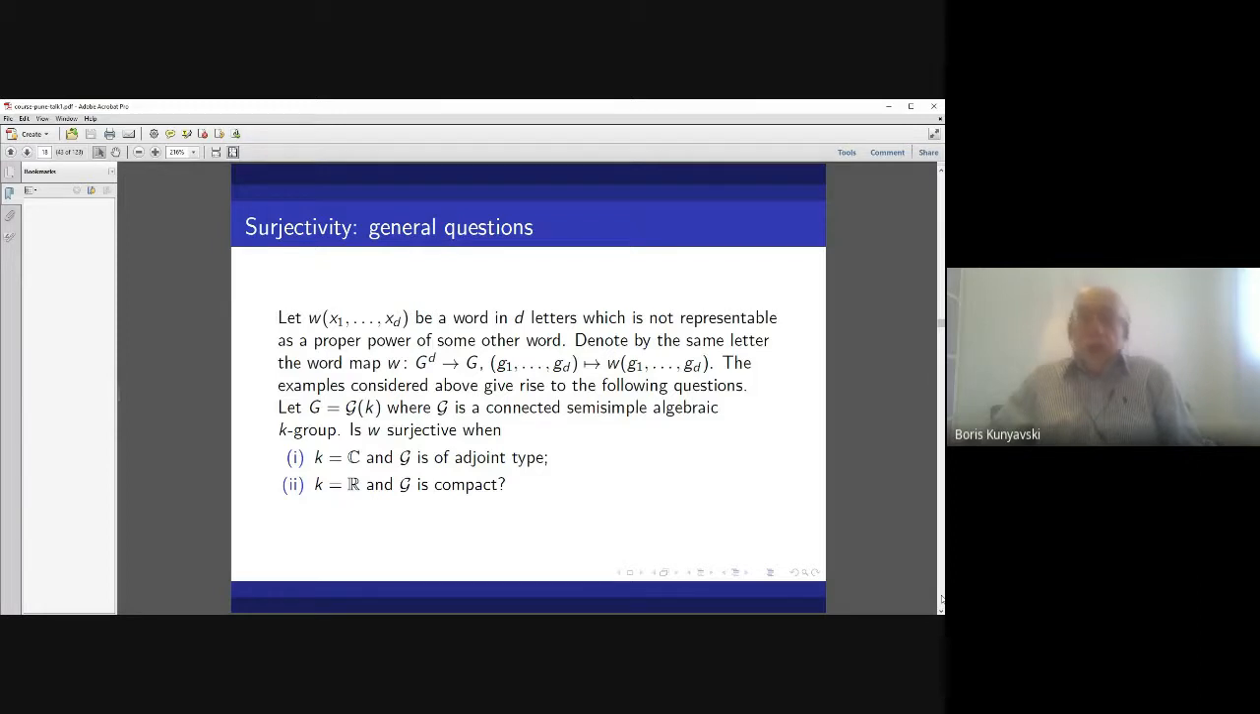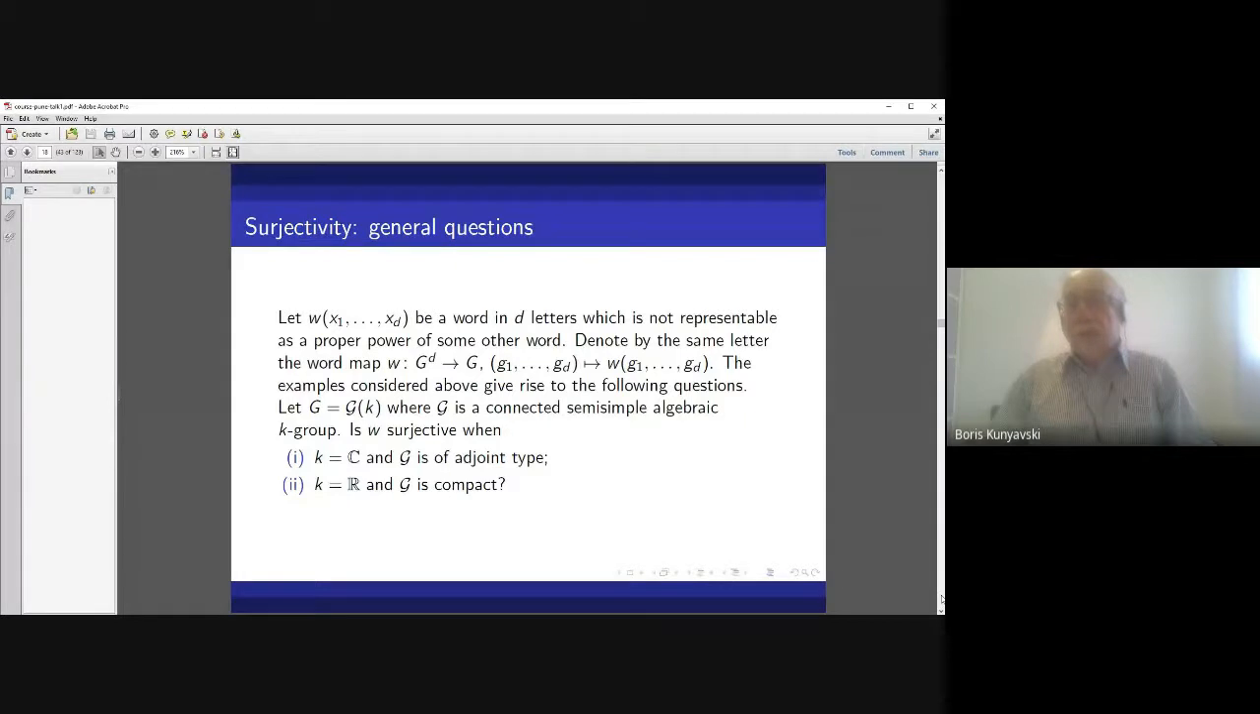What does it mean? So you consider any d-tuple of elements of our group G, and we just substitute g1 instead of x1, g2 instead of x2, and so on, gd instead of xd. Then you perform all operations which appear in our word. So you raise to all powers and perform all multiplications. And as a result, you get another element of our group G. And that is defined as the value of our word. So we consider a map from the dth power of G to G. Just a map. It's not a homomorphism.